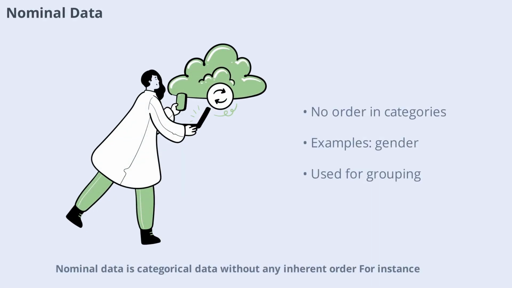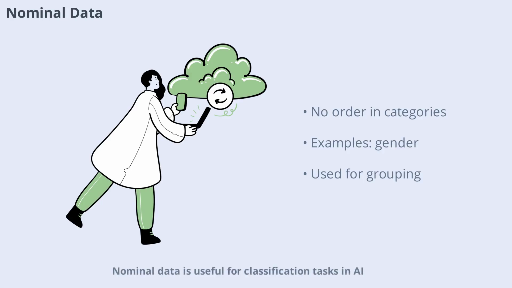Nominal data is categorical data without any inherent order. For instance, gender, male or female, is a nominal category. These categories can be labeled and grouped, but there's no ranking between them. Nominal data is useful for classification tasks in AI, where the goal is to sort items into distinct groups without comparing their value or order.